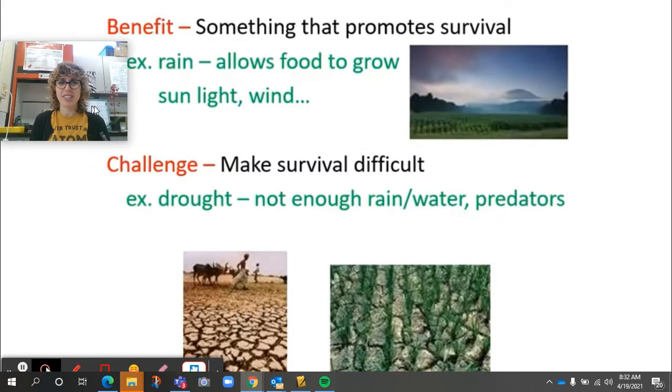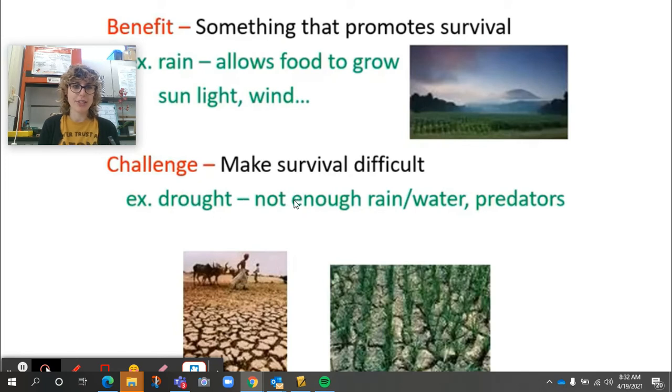But we also have challenges. So challenges make survival difficult. An example we're familiar with here in Southern California would be a drought. A drought is a challenge because it means there's not enough water or rain available, and that's going to make living hard. Another example of a challenge would be a living challenge, or a biotic challenge, such as a predator, right? So if we had a large population of foxes that are predators, all of the rabbits in the area would consider the foxes to be a challenge to their survival.